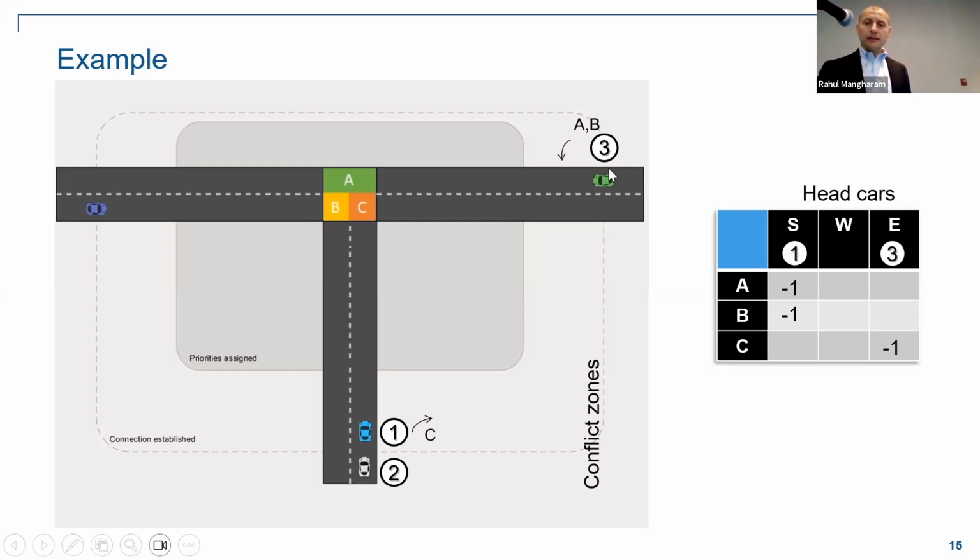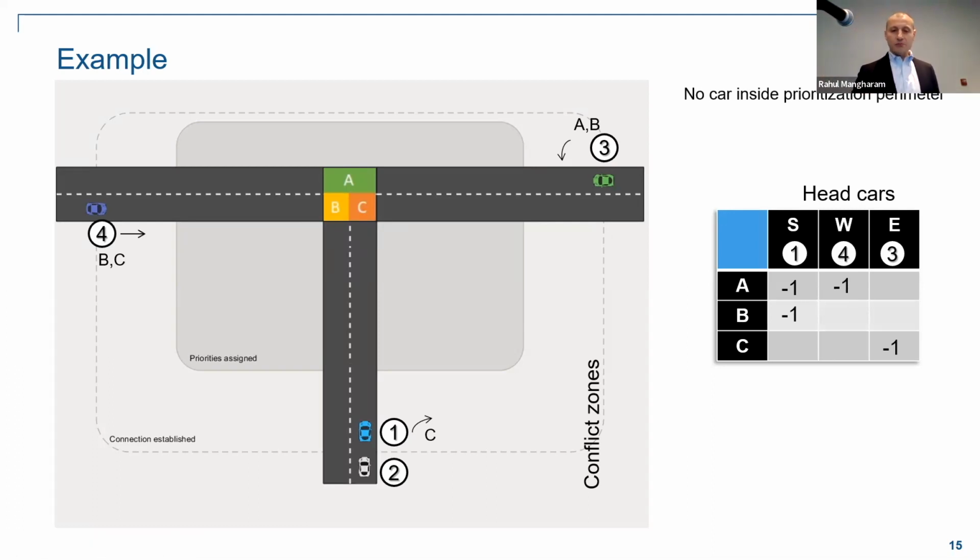For car three, we know that it wants to go south, as you can see from this arrow, and then it will traverse zones A and B. So that's why we have minus one for C, because we don't care in that case. Similarly, car four wants to go straight and will traverse zones B and C. So that will be a minus one in zone A. Right, I hope it's clear enough.